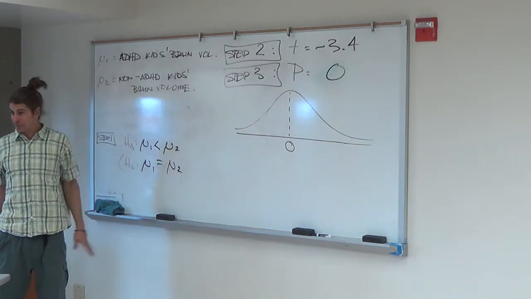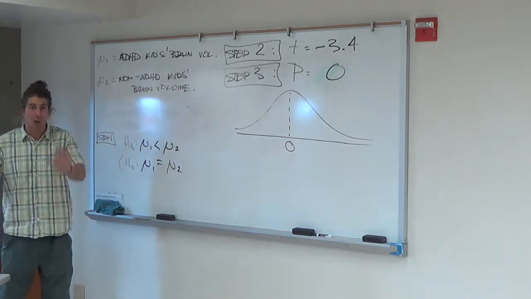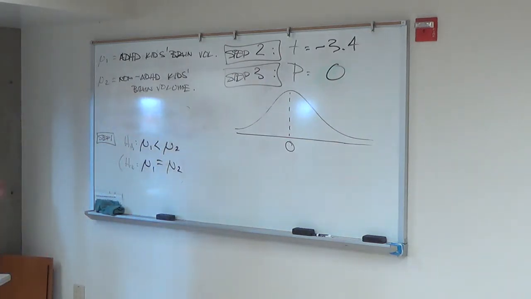All we know is we found a significant decrease in brain size among these ADHD kids, statistically. We can argue all day long about whether it's important or not, which we don't have to. That's not what the class is about. That's what survey methods is about.